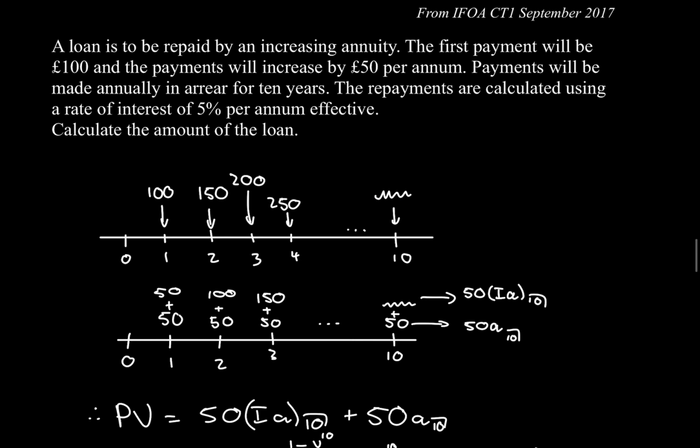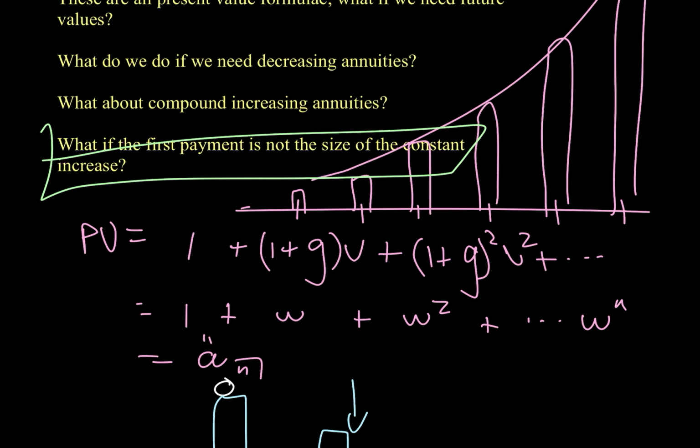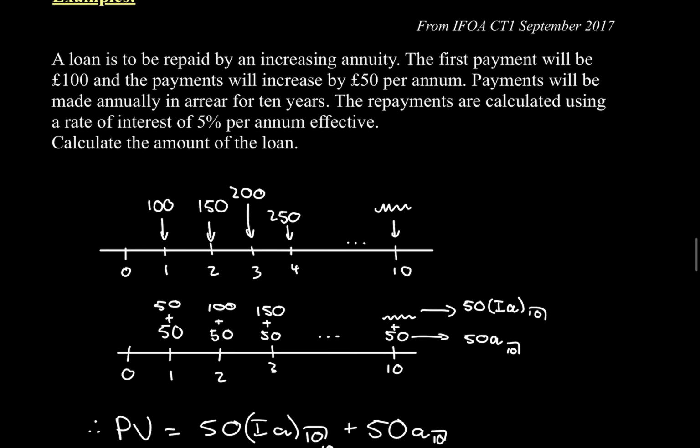So the way that we're going to do this, as I said in my explanation of this question, what if the first payment is not the size of the constant increase? You see that's the case here. Our first payment is 100 and our constant increase is 50. So what we do is we split it into a level annuity and an increasing annuity. Now, these payments represent this simple increasing annuity in arrears with that constant difference of 50, the first payment also being of size 50, and we have 10 payments, and then this level annuity is simple enough.